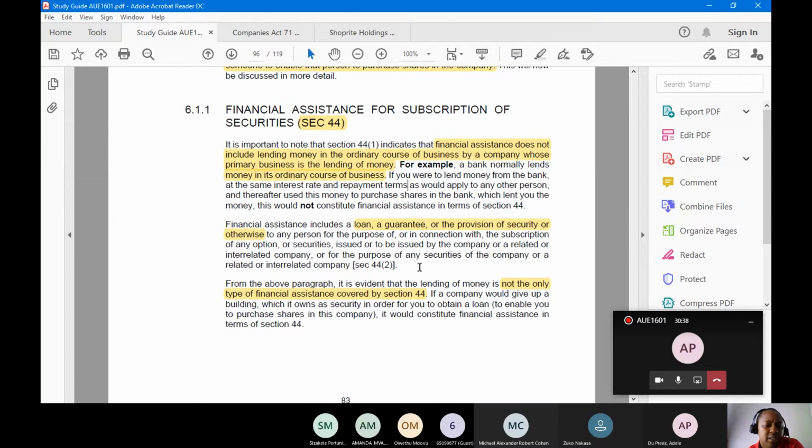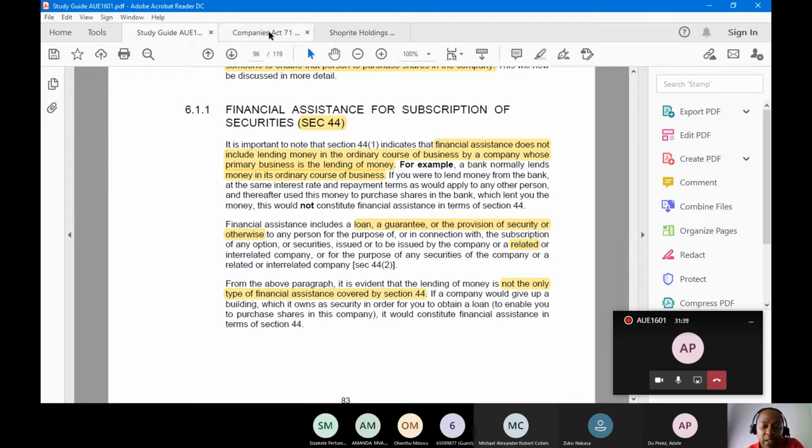Reading further on, financial assistance includes a loan, guarantee, or the provision of security or otherwise to any person for the purpose of or in connection with the subscription of any option or securities issued or to be issued by the company or a related or interrelated company, or for the purchase of any securities of the company or a related or interrelated company. Exactly as I said earlier, I want to buy shares in the company that I work for. I do not have money. I can ask for a loan. Once I'm granted that loan, it's either for those shares that have been issued or shares that will be issued by the company. But where I want to get to is this word there, where it says that it's issued by the company or a related or interrelated company.